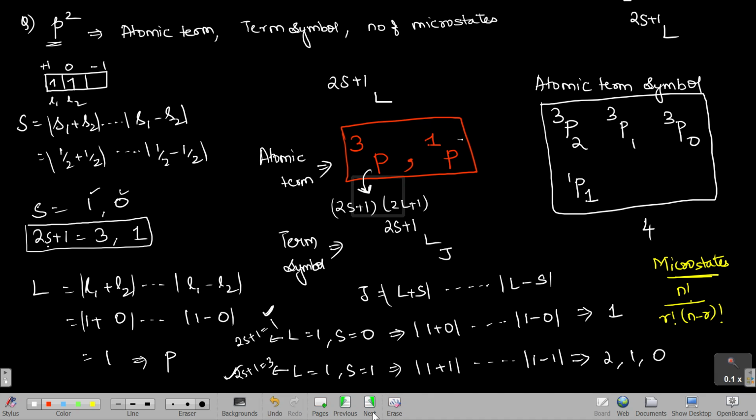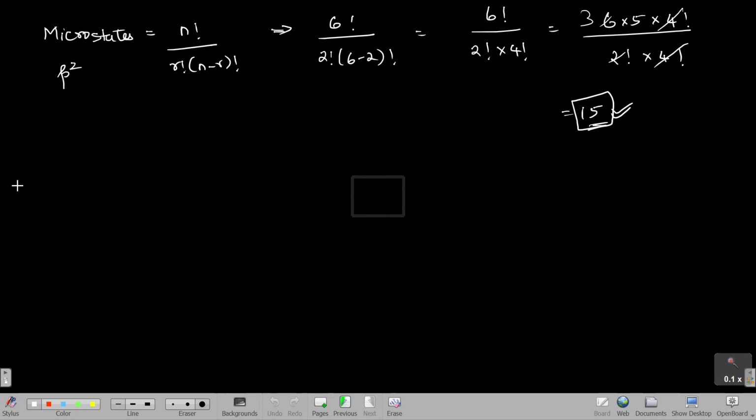Now the last part that we have in this atomic term and term symbol topic is identifying the ground state term.